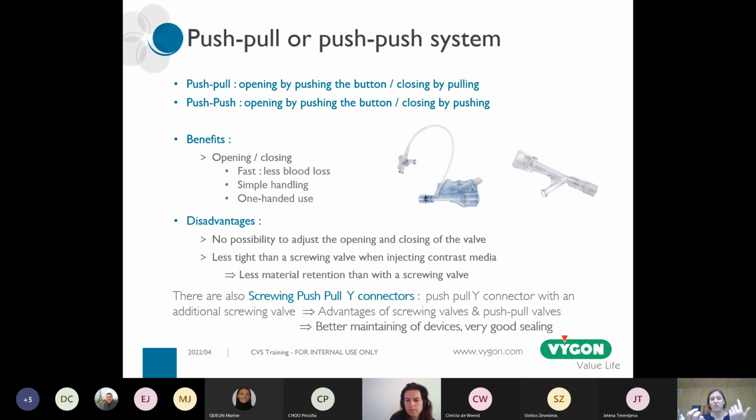Some engineers have developed other connectors. They are connectors with a push-pull system plus a screwing system, and you have all the advantages of the screwing valve and the push-pull valve. You have a better maintaining of the device, and you have a very good sealing.